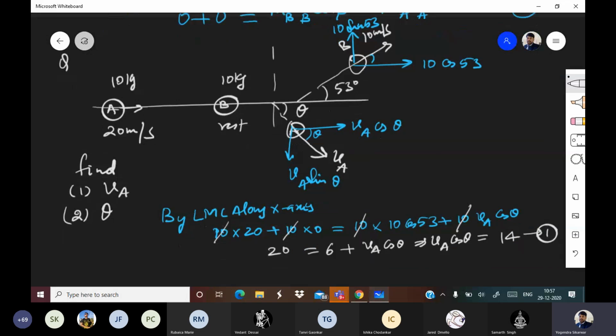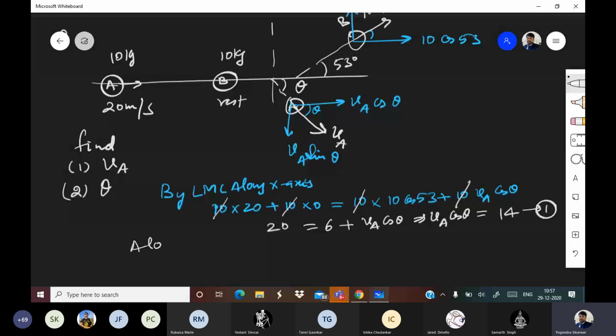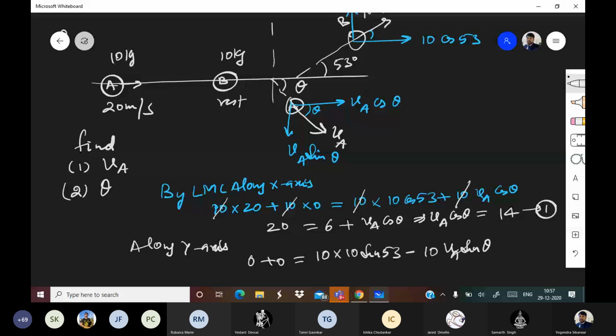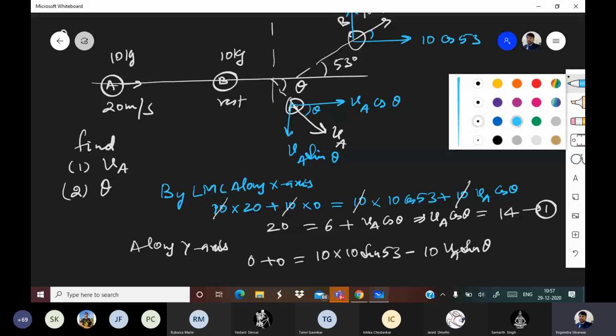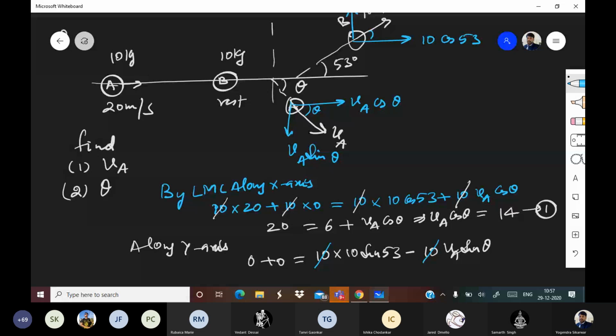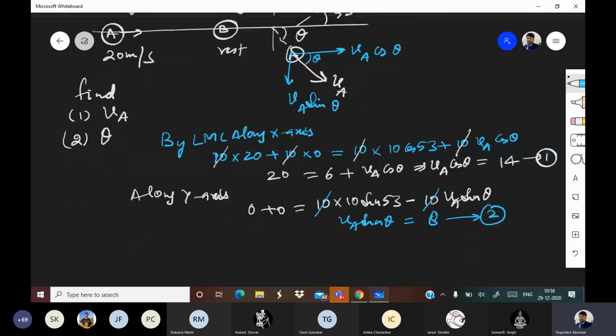Equation number 1. Along y-axis. Along y-axis, 0 plus 0 is equal to m into 10 sine 53 minus m into VA sine theta. So what we can notice is m got cancelled. VA sine theta is equal to 10 sine 53, that is 8. I hope the calculation is correct.